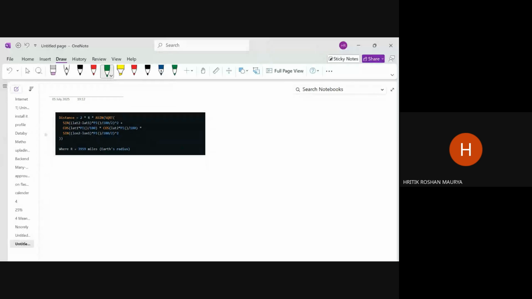Okay. So what is this doing? This first line, if you can clearly see, it is just multiplying 2 into the radius. And this asin, what does asin mean? asin means sine inverse. So it is calculating asin of this whole formula, and then it is calculating the square root of all the things. What are all the things here? It is saying take the sine of latitude 2 and latitude 1.